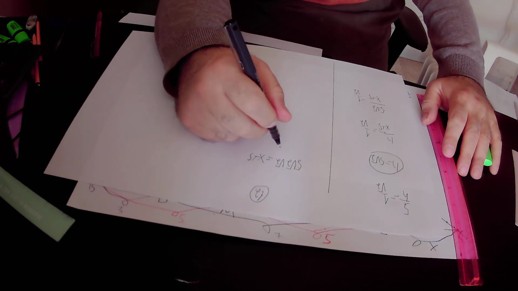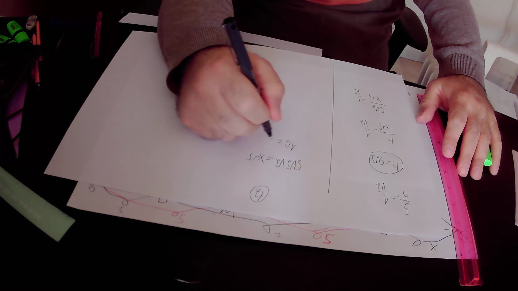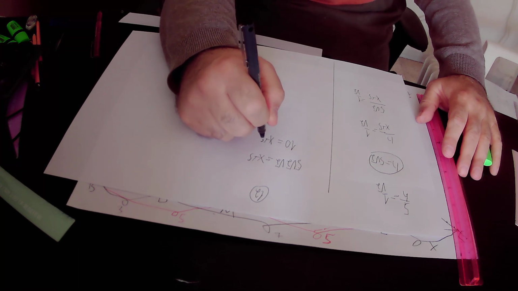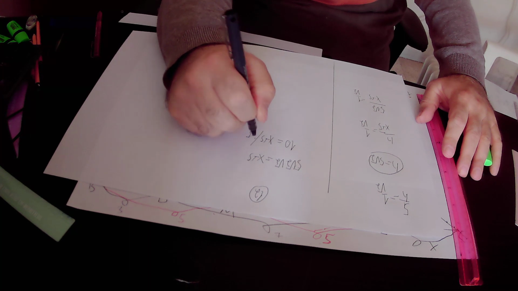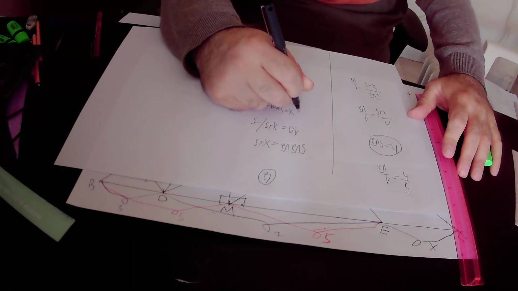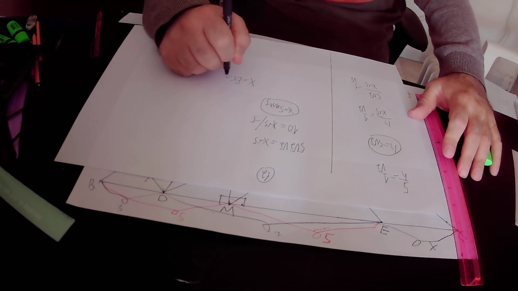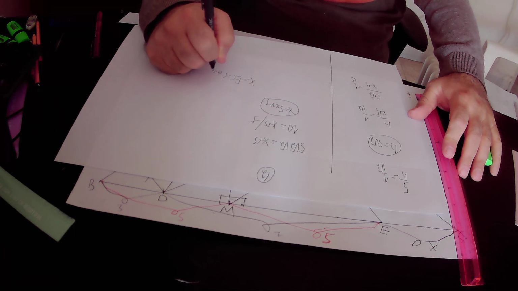So square root of 2 times square root of 2 is 2, and 2 times 5 is 10. So we found out that 10 equals x plus 5. We subtract 5 from this equation and we get that x equals 5 units. So the answer to the question is that x, that is also equal to EC, equals 5 units.